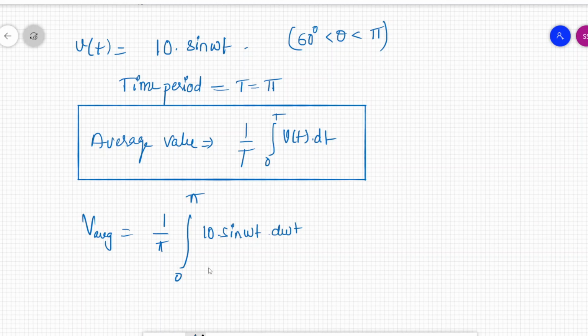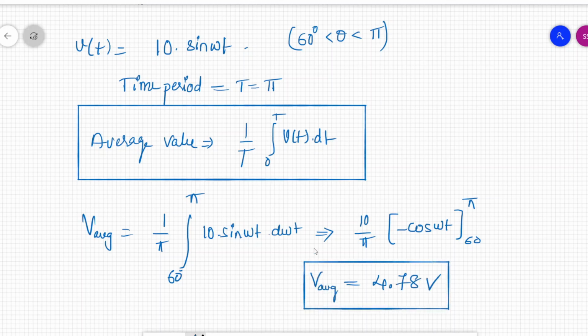Okay, sorry, it is starting from 60 degrees, not 0 degrees, right? So starting angle will be 60 degrees. Okay, so let us proceed. That will be 10 by pi, so that will be minus cos omega t from 60 degrees to pi. So if you solve this, you are going to get the expression for average value. The value of average value is 4.78 volts.